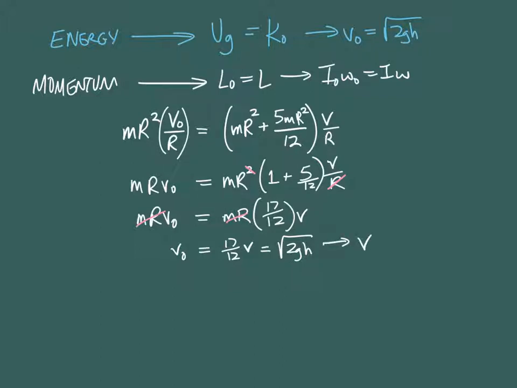So that means your final speed would be equal to 12/17 root 2gh. So again, an energy exchange leads to a momentum exchange, which allows us to determine what the speed would be after that momentum exchange. And now we can go back to an energy exchange. And it's again, now I have rotational kinetic energy because this bar is swinging.